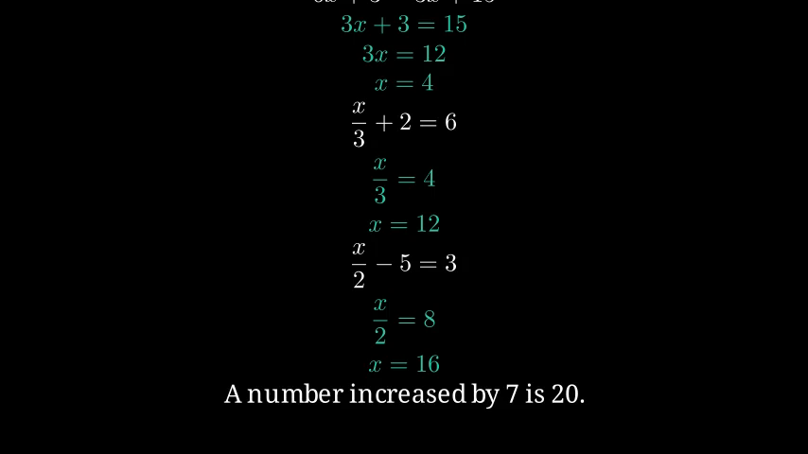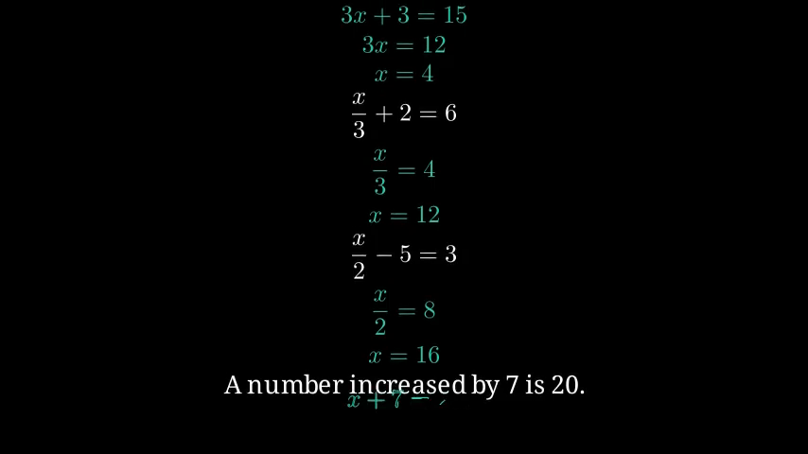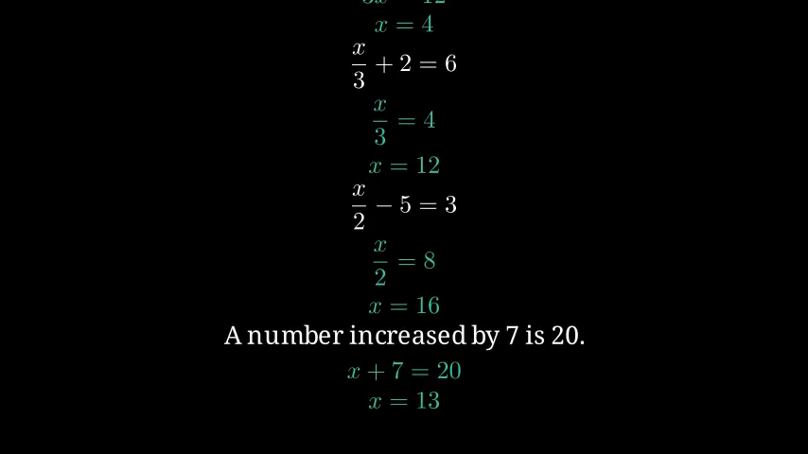Question 9. A number increased by 7 is equal to 20. What is the number? Pause. Solution. Let x be the number. x plus 7 equals 20. Subtract 7. x equals 13.